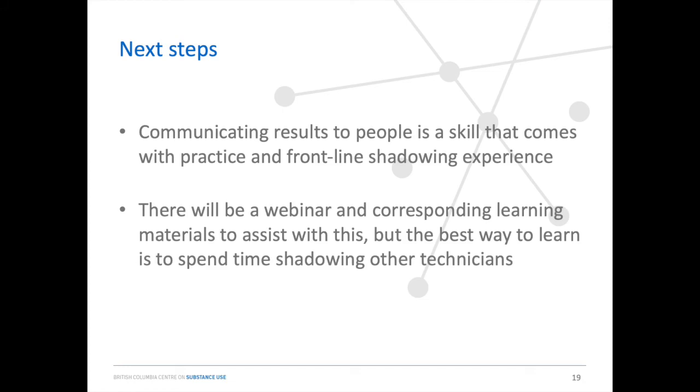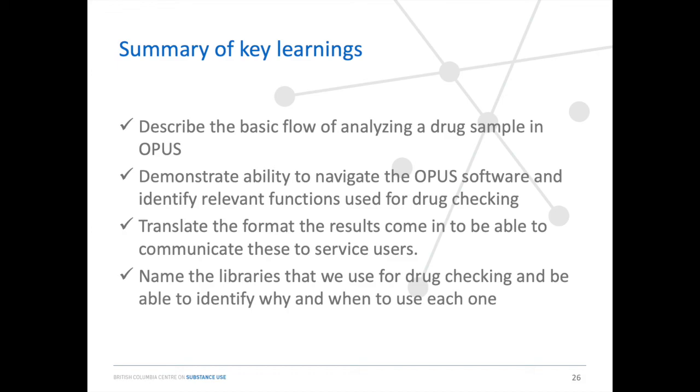Communicating results with people accessing the service is a skill that comes with lots and lots of practice and frontline shadowing experience. We will have a webinar and some corresponding training resources to assist with this, but the best thing you can do to learn how to communicate results to service users is to shadow other technicians. That's it for this webinar introducing the basics of the OPUS software. The other finer details will come up in your shadowing and actual drug checking experience.